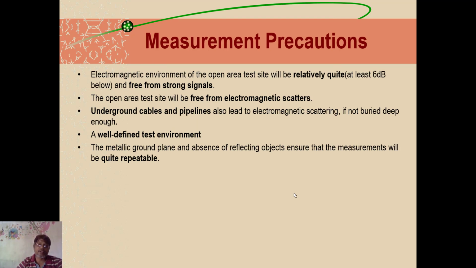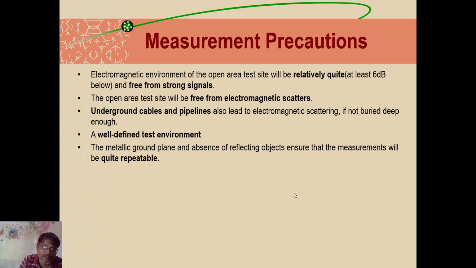And for measurement precautions, we need to ensure that the environment is relatively quiet and free from strong signals. The electromagnetic environment of an open area test should be relatively quiet, which means at least 6 dB below. When you measure the signal strength, it should be 6 dB below.